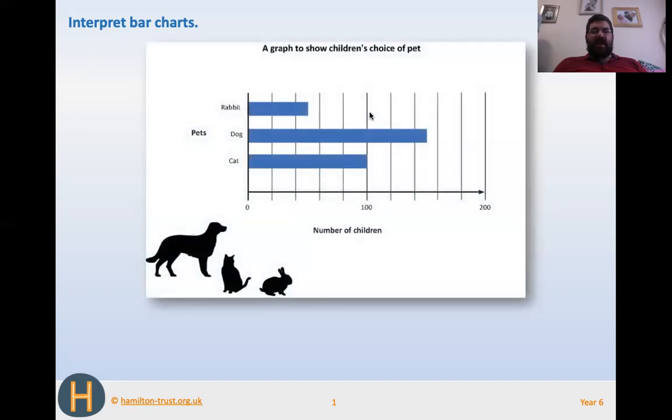There we go. Now you might be thinking, hello, this is very simple. Well, there's a few skills here that you're using, if you think this is very simple, that are worth noting. And we're just going to run through those and we're going to ask some questions about this bar chart.